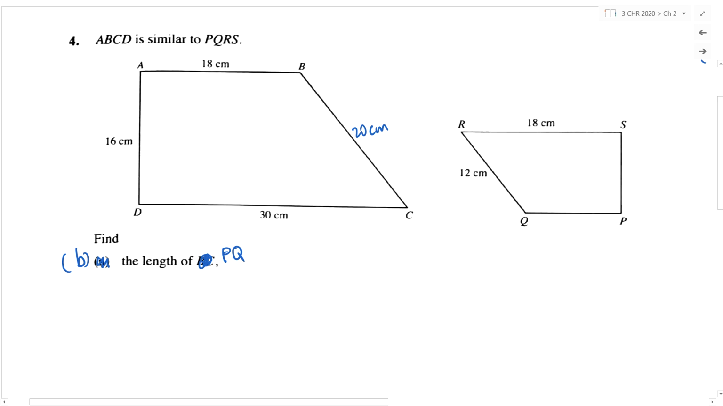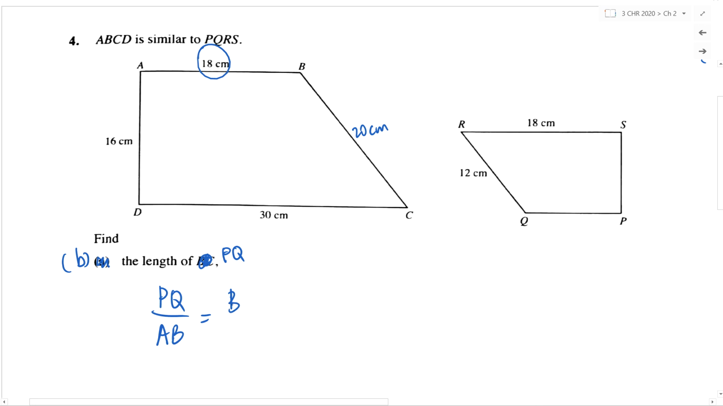So same thing, the unknown, put it in the top left hand corner. PQ, what is the corresponding side? PQ, AB, yes, you're right. And I'm very sure that the question will give us AB already. See, it's given. Now we need another ratio, something that is given to us.